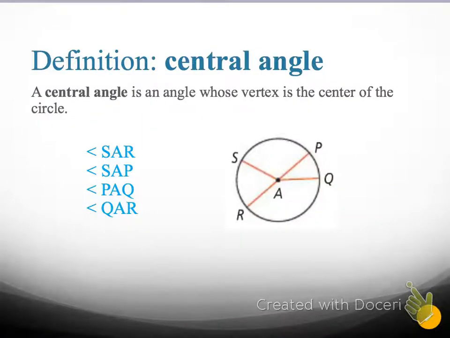Okay, a central angle is an angle whose vertex is the center of the circle. So vertex, remember, is the letter that sits in the center here. So you can see that A is in the center of all of those because it's the vertex. So SAR, A is your vertex. SAP, this big one here, A is still your vertex. So it's a central angle.